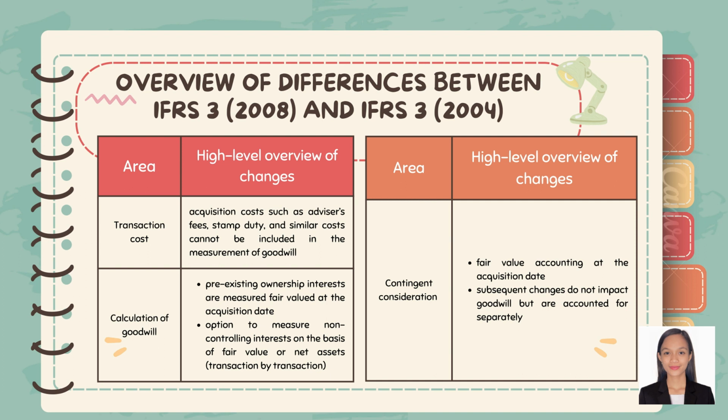Calculation of goodwill, the very important in business combination is first the calculation of goodwill, kasi kung mali ka na sa goodwill mo, mali na lahat. Pre-existing ownership interests are measured at fair value at acquisition date, so always fair value tayo when it comes to measurement of ownership, mapa-assets. But liabilities cannot be measured at fair value because it is a liability at cost. Option to measure non-controlling interest on the basis of fair value or net assets. So, transaction by transaction basis pa rin ito.